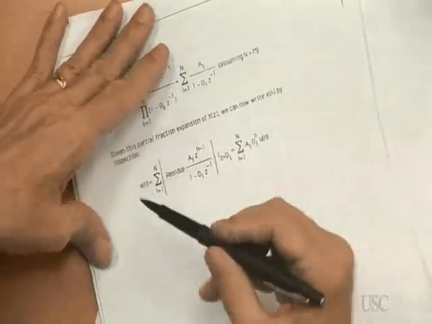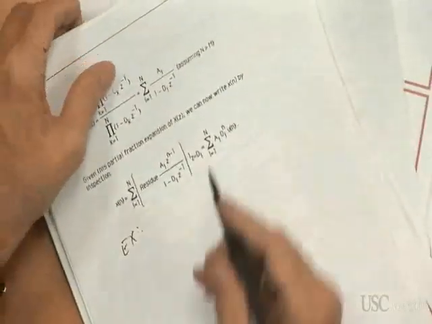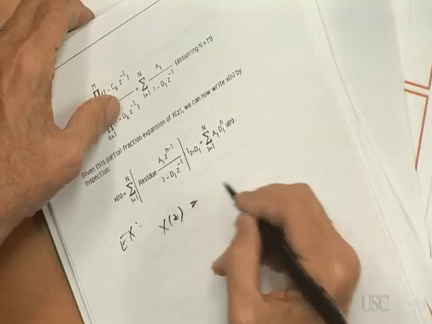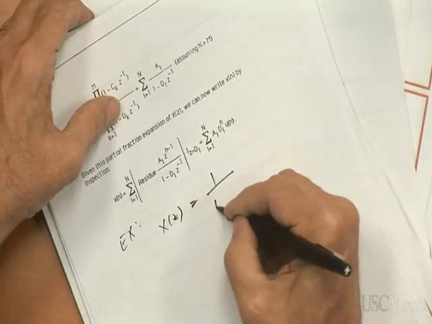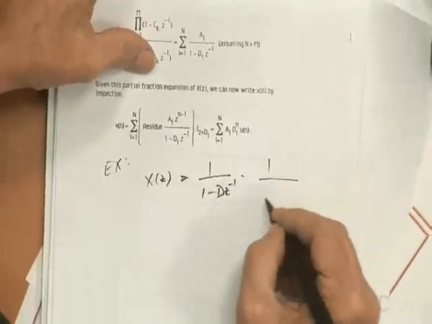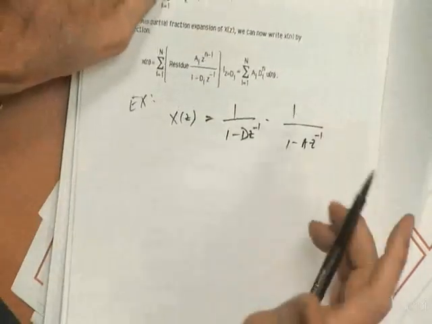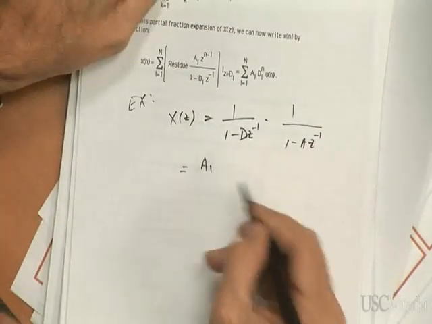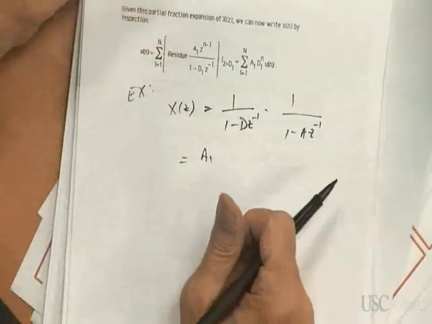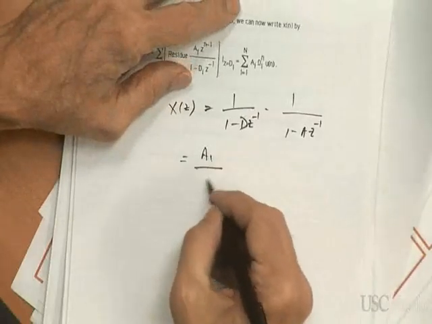To give you an example, X of z is equal to 1 over 1 minus d z inverse times 1 over 1 minus a z inverse. The trick with partial fractions is that you can write this as a sum. This is just an example with two poles, but you can do it with any product. Of course it gets unwieldy very quickly, but you can write it like this.